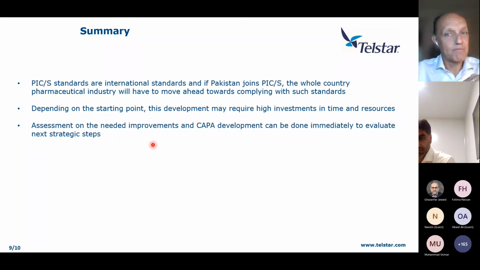Assessment needs to be done. As said, CAPA development can be done immediately to evaluate the strategic steps. You must decide what you must be producing, how to adapt your facility to produce that in an efficient way, and also trying to be as much as possible aligned with the regulations and with the requirements.